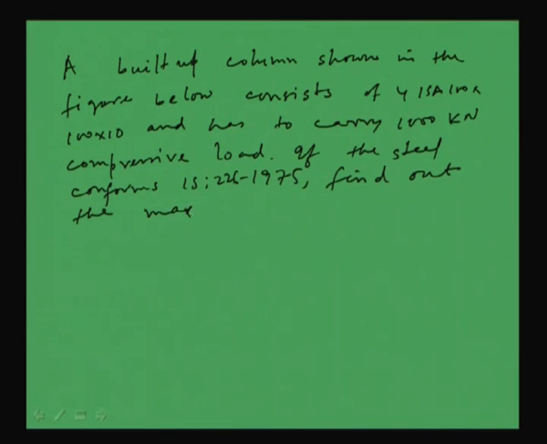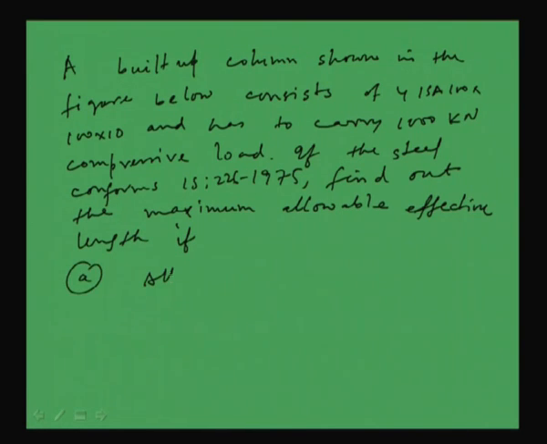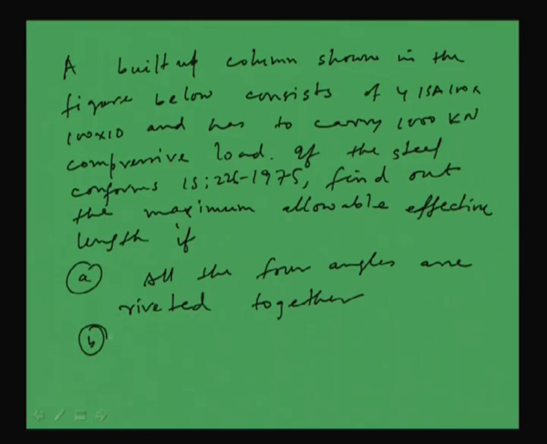the maximum allowable effective length if A, all the four angles are riveted together, B, rivets are removed so that angles act independently.